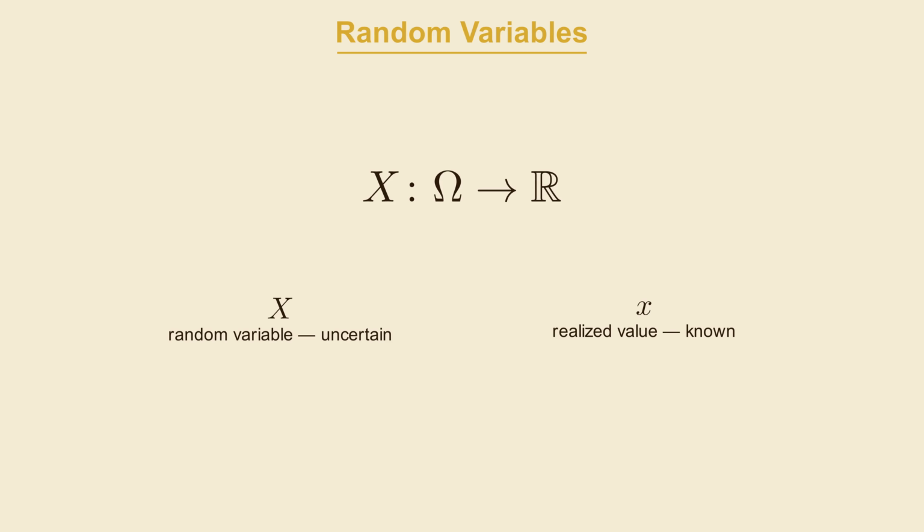The function framing matters. Before an outcome is observed, X can end up being any of its possible values. After the outcome is observed, X has taken on a specific realized value which we denote lowercase x, and the uncertainty is gone. The function itself never changed. What changed is that you now know which input is being received.